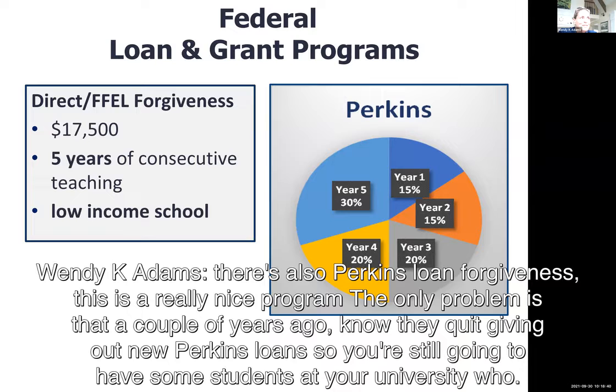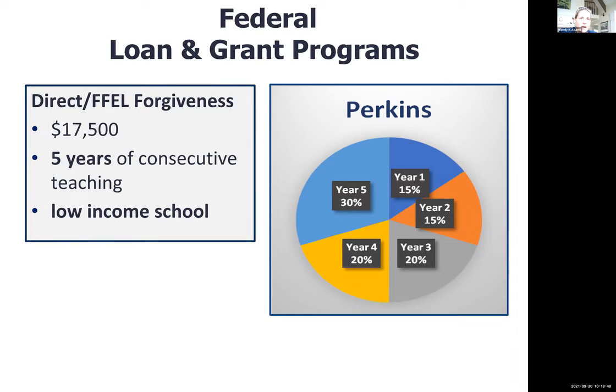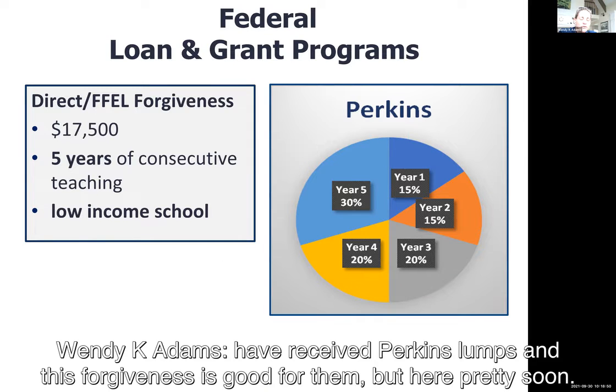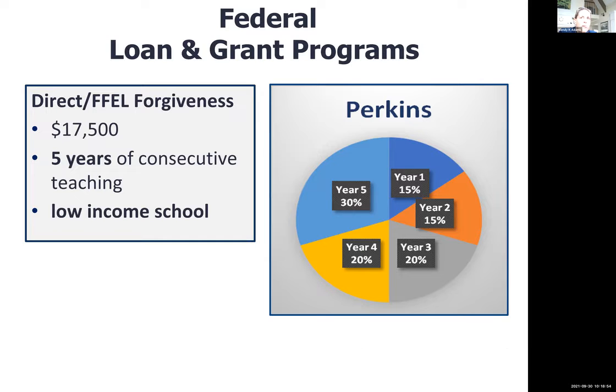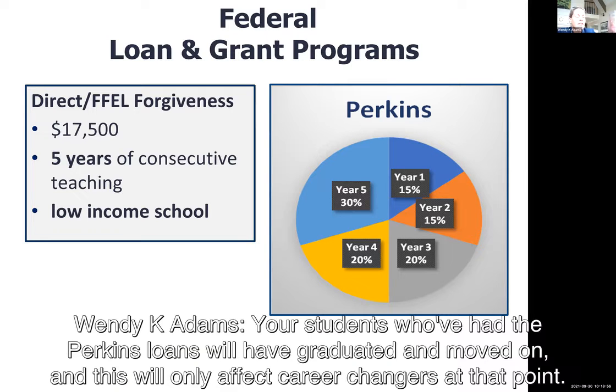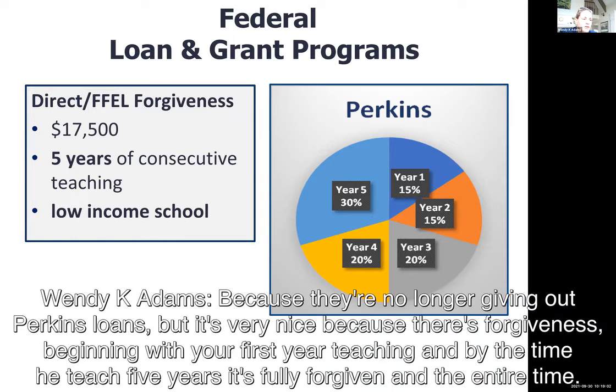The only problem is that a couple of years ago, they quit giving out new Perkins loans. So you're still going to have some students at your university who have received Perkins loans, and this forgiveness is good for them. But pretty soon, your students who've had the Perkins loans will have graduated and moved on. And this will only affect career changers at that point because they're no longer giving out Perkins loans.